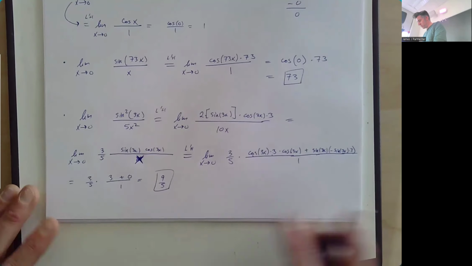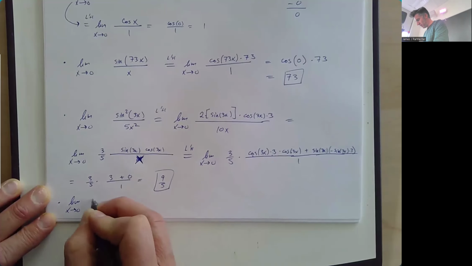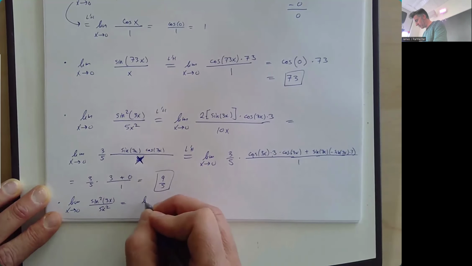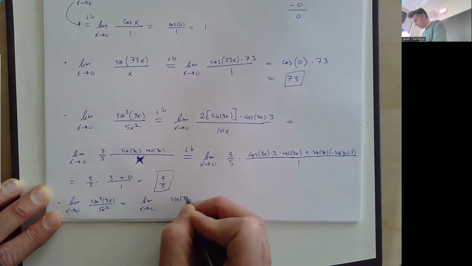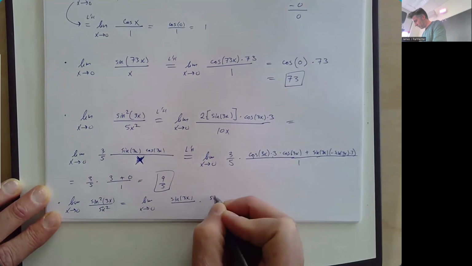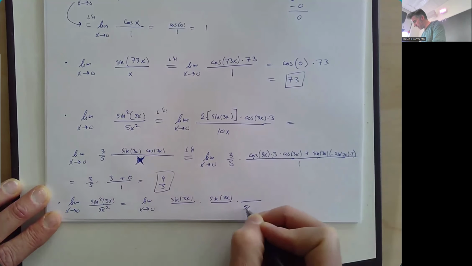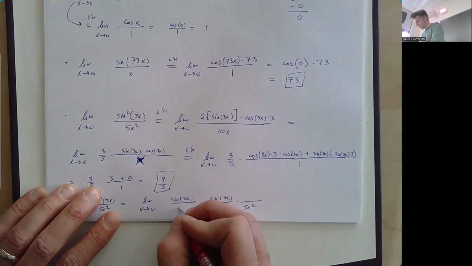We could have used the wish method and said, oh yeah, the limit as x goes to 0 of sine squared of 3x over 5x squared, I'm going to write as the limit as x goes to 0 of sine of 3x over blank times sine of 3x over blank times blank over 5x squared. And then beneath each sine of 3x, I really wish I had a 3x.